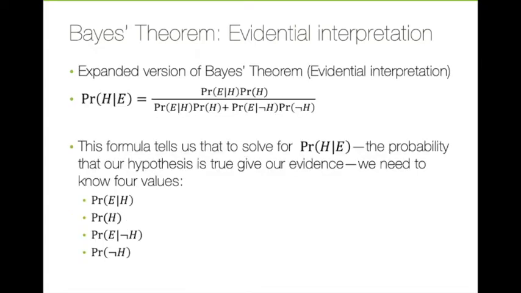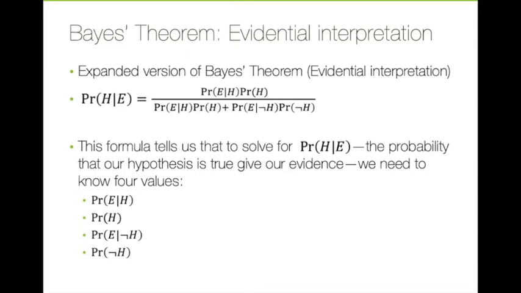Our goal in using the evidential interpretation of Bayes' theorem is to determine the probability of the hypothesis given that we observe some evidence to be true. So we want to know what's the chance that the hypothesis is true given some evidence. The expanded version of Bayes' theorem using the evidential interpretation tells us that in order to solve for the probability of H given E, the probability of the hypothesis given the evidence, we need to know 4 values. So these are going to be the 4 numbers we need to know.